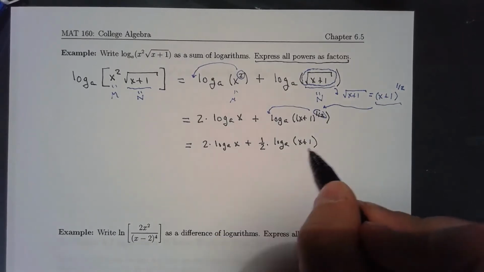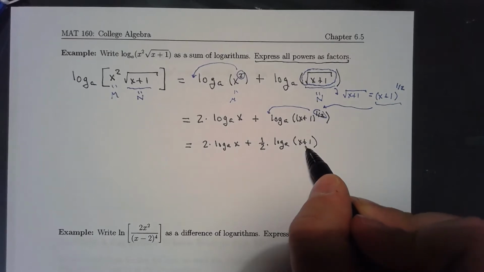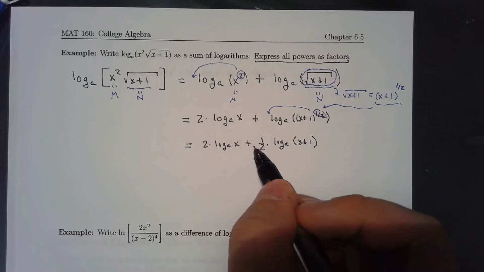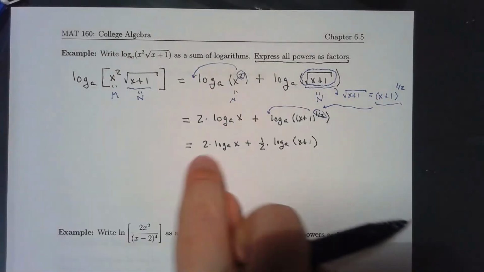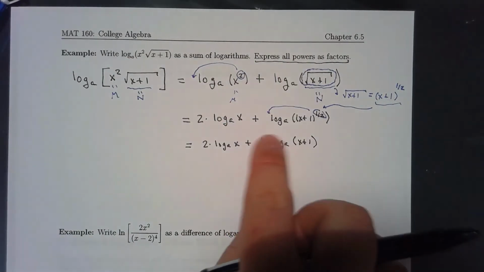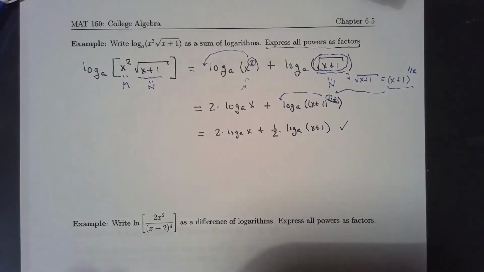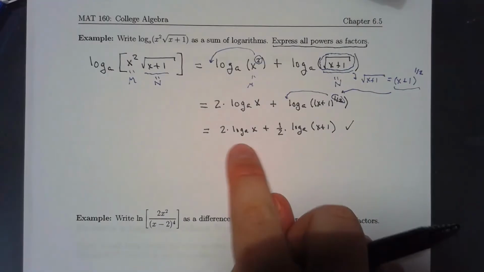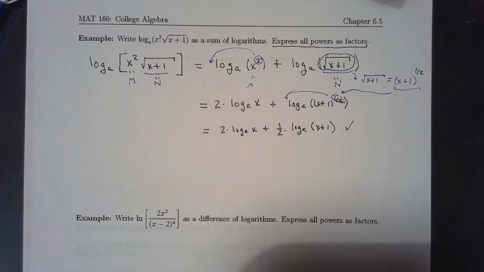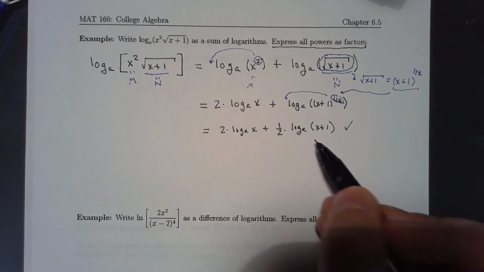Now remember, you can't break this up. This is a log of a sum. You can't break up the log of a sum. That's stuck in there. So I wrote this as a sum of logarithms, and I expressed all powers as factors, so I'm done. That's how you could use the properties of logarithms to rewrite this expression as this expression. Remember, you cannot break this up.